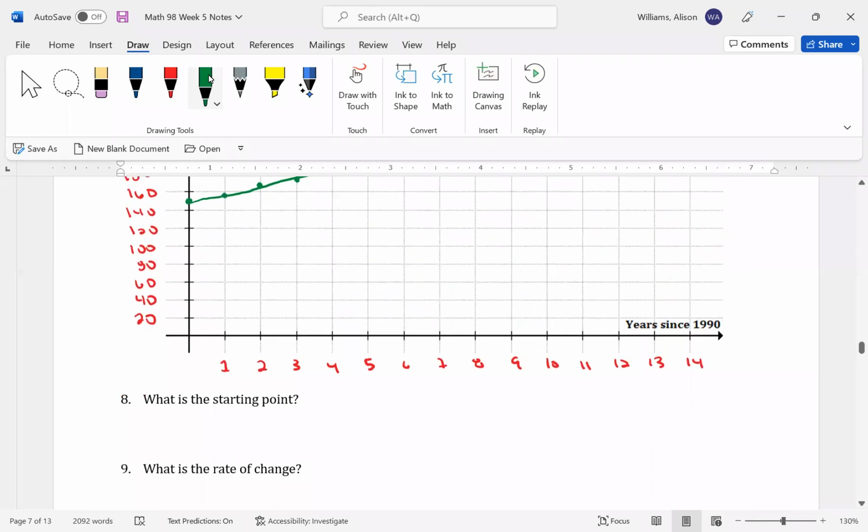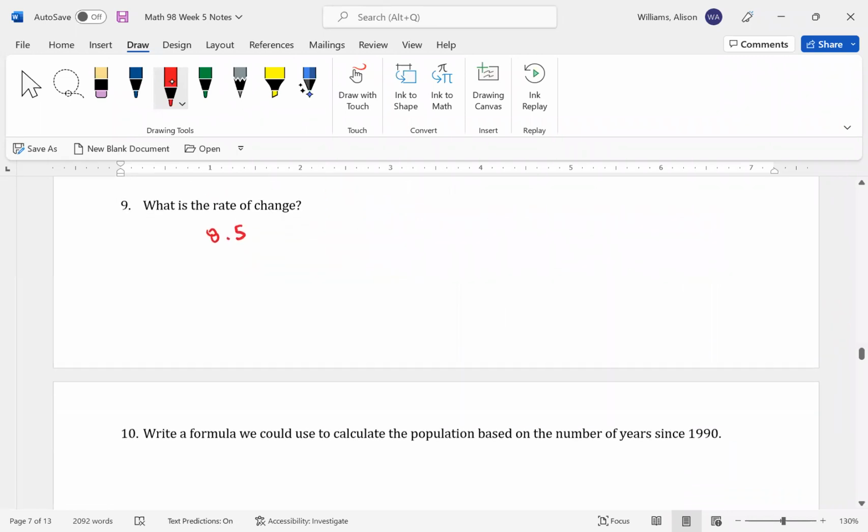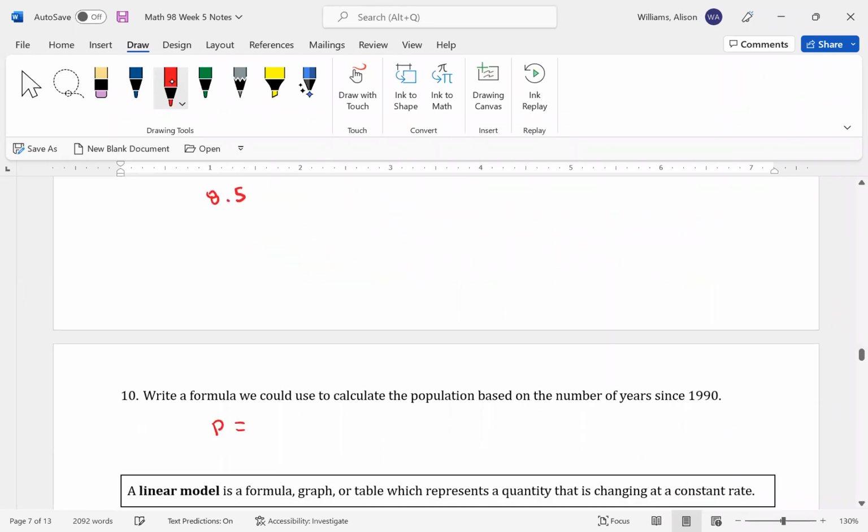So what is the starting point? Well, this time the starting point was 150, or as an ordered pair, it would be (0, 150), because at t equals 0 I had a population of 150. Okay, what is the rate of change? This time it was changing by 8.5, which represented 8,500. So a formula would be the 150 plus 8.5 per year.